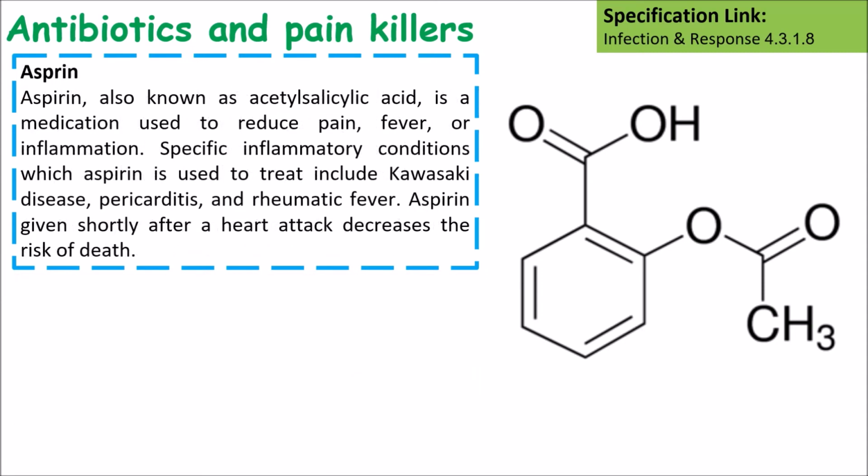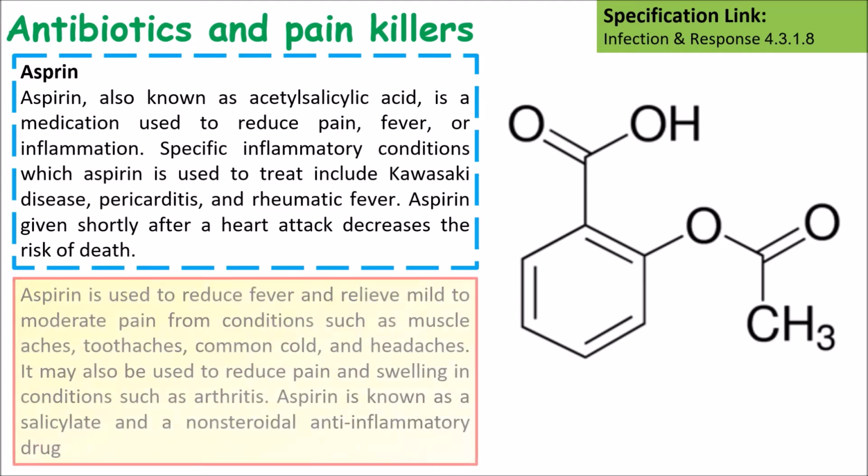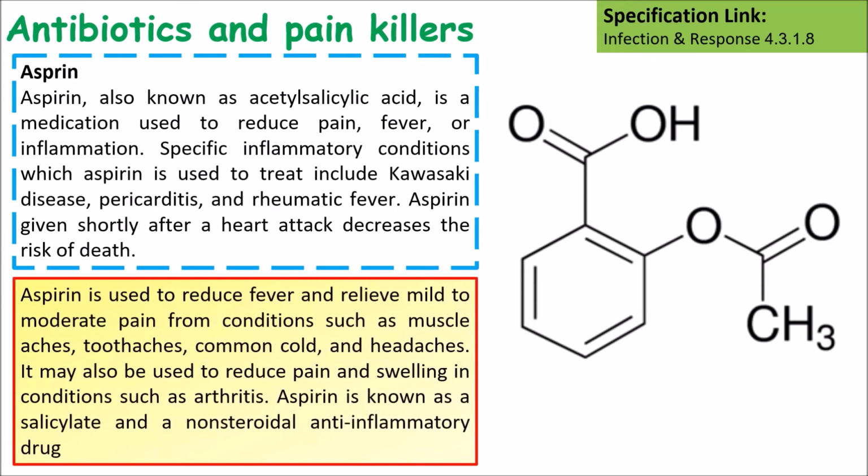Aspirin, also known as salicylic acid, is a medication used to relieve pain, fever or inflammation. Specifically, it is used to treat inflammatory conditions such as pericarditis and rheumatic fever. Aspirin is used to reduce fever, as we've just said. It can be used for other things such as toothache, common cold and headaches. It works because it is an anti-inflammatory drug.